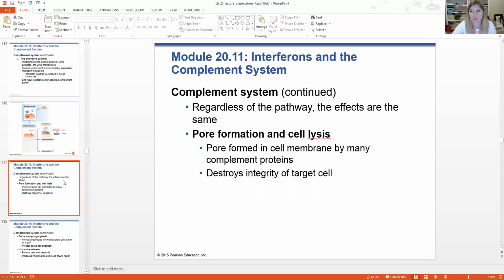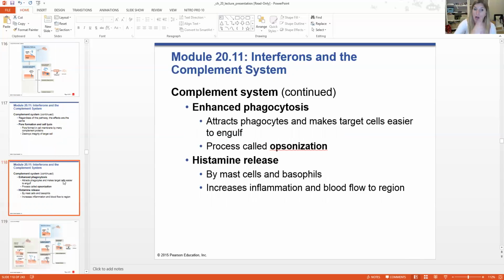Yeah, I was looking back at my notes to see if there was anything else to add, but there's really not. So the complement system has enhanced phagocytosis with it, so it's going to help attract phagocytes through a process called opsonization. I think of it as like optimization, like it's optimizing, kind of calling all the troops, so to speak, over to the target area to help engulf anything that needs to be gotten rid of. And there's also the histamine that's going to be released in response to this complement system.